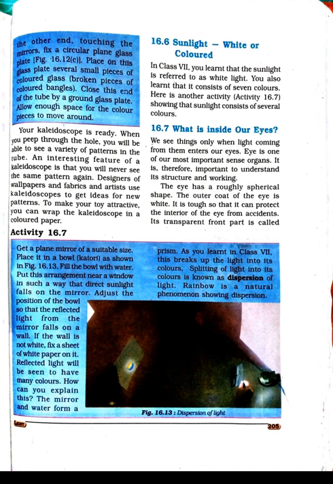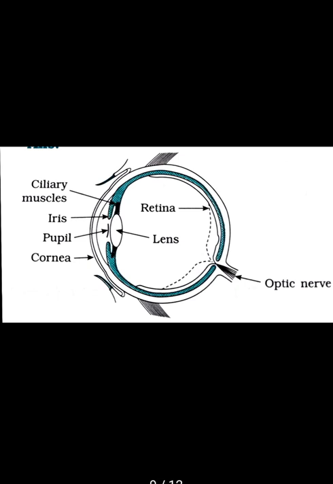In class 7, you learned that sunlight is referred to as white light. You also learned that it consists of several colors. And you know that we see things with the help of our eyes. The eye is one of the most important sense organs, so it is important to understand its structure and working. So now we can see the structure of the human eye and its working.